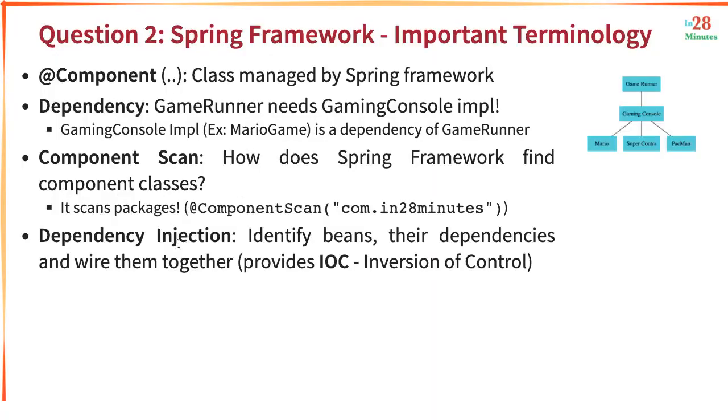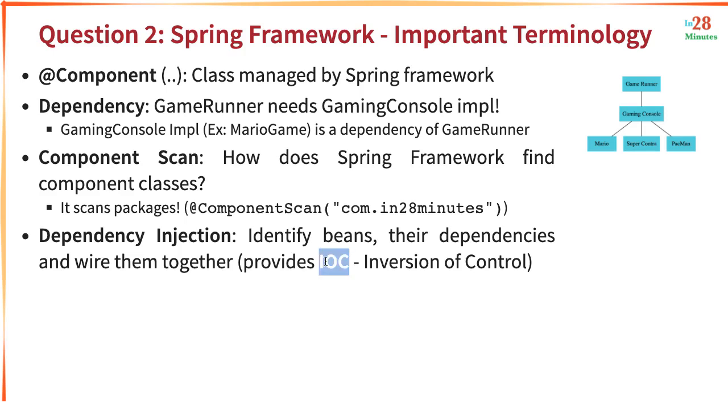The next important terminology is dependency injection. Whatever we are seeing the Spring Framework do in this specific example is what is called dependency injection. It does a component scan. It identifies component classes. It creates instances for them. It identifies the dependencies that are present for each of these classes. It creates instances for those dependencies. And it would wire the dependencies into the beans. This entire process, what Spring Framework does, is called dependency injection.